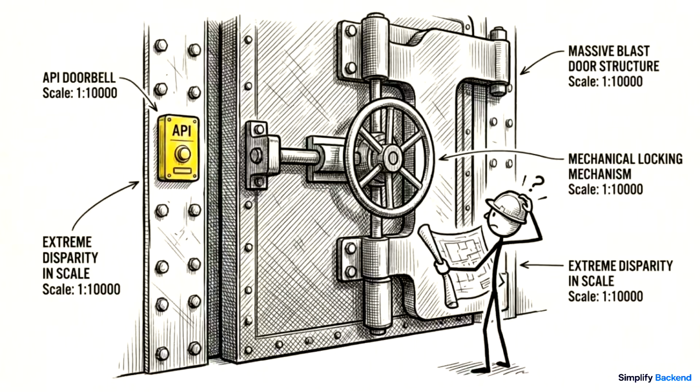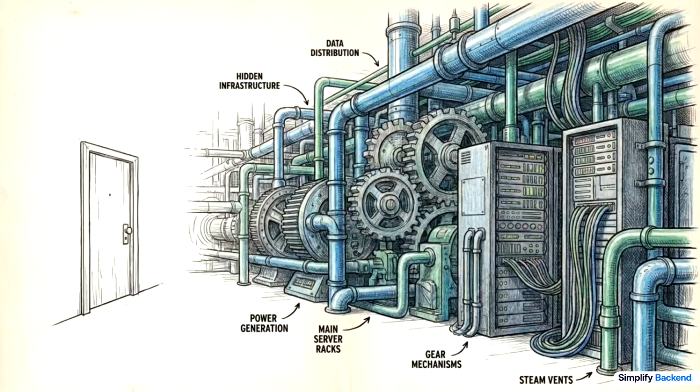This assembly line reveals a major misconception for those new to software engineering. You will often hear backend development described simply as writing APIs. The API is the communication layer, it is the doorbell. The actual engineering work is designing the sprawling industrial complex that sits behind that door.